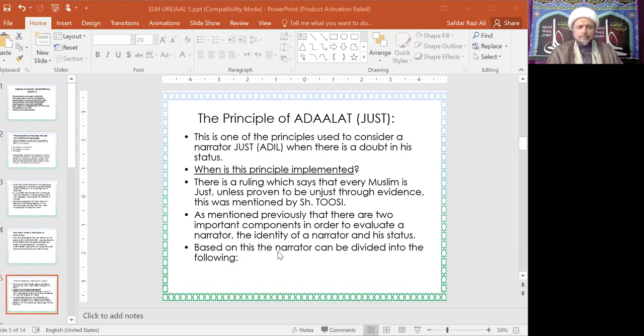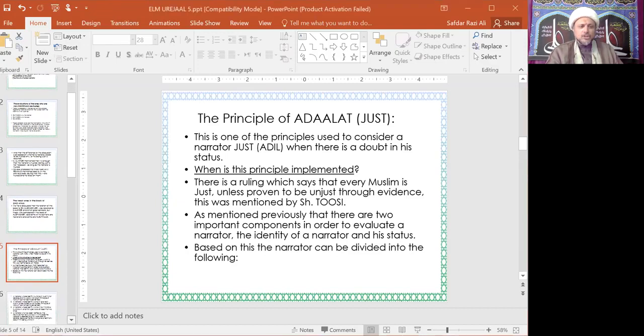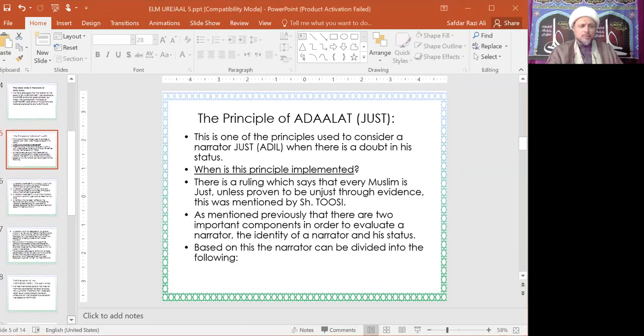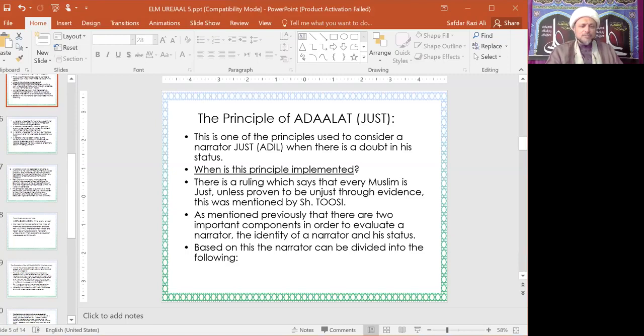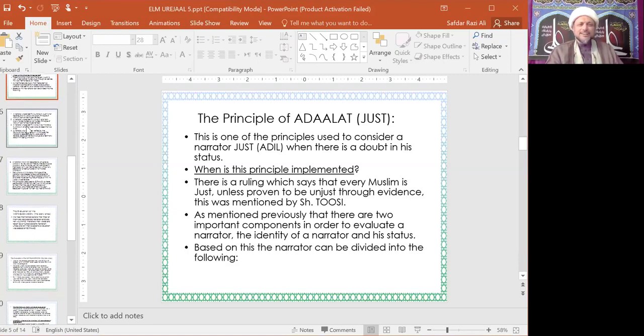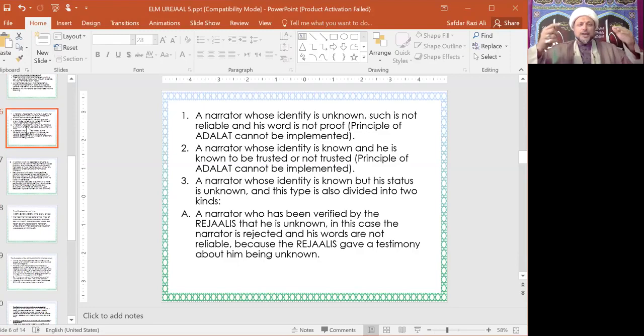Based on this, the narrator can be divided into the following. Remember that bifurcation which I drew in your mind, which was free from biryani and sambusa and kebab pakoras. A narrator whose identity is unknown is not reliable, and his word is not proof. So the principle of adalat cannot be applied on him.